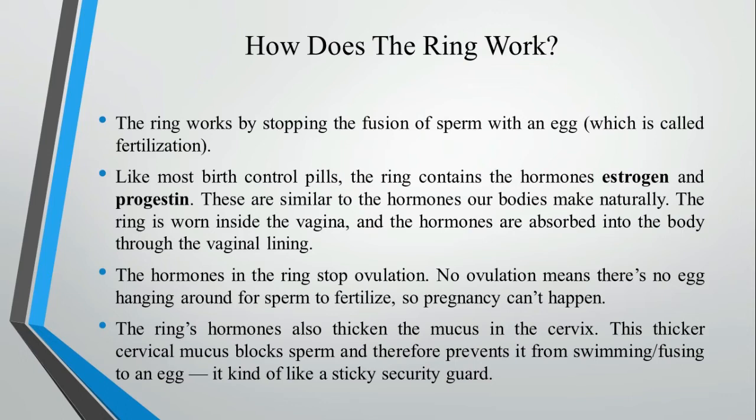The vaginal ring hormones also thicken the mucus in the cervix. This thicker cervical mucus blocks sperm and therefore prevents it from swimming to or fusing with an egg. It's kind of like a sticky security guard.